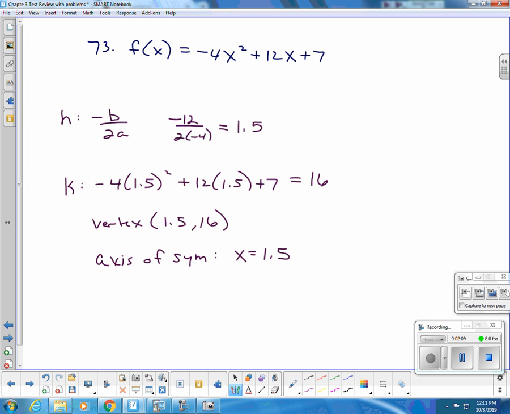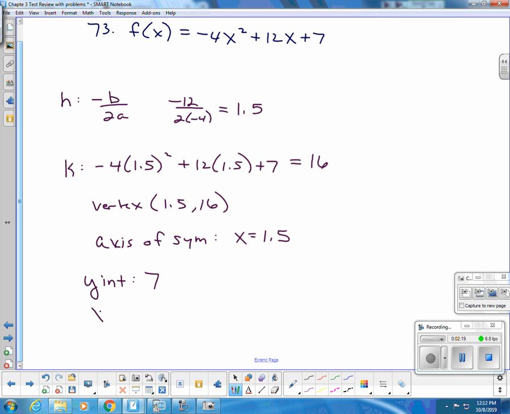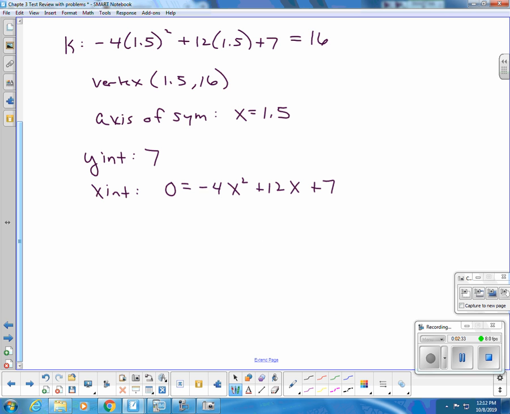Let's see. What is the Y-intercept? 7. Right, it's the constant. X-intercept. We're going to set the function equal to 0 and solve it. Okay, we are going to go ahead and do the quadratic formula.